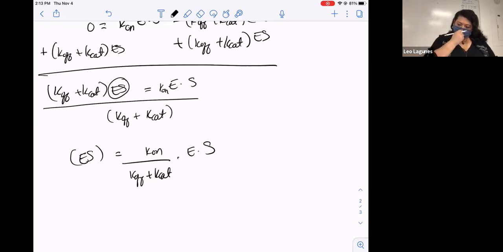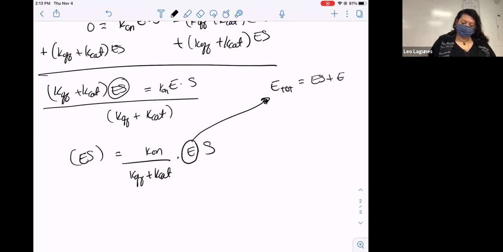Okay, now let's use the second assumption. The second assumption was that the total amount of enzyme is always going to be ES plus E, either the free enzyme or the one that is bound to the substrate. The reason I want to do that is because there's an E here and I want to replace it. So on the side, let's solve for E. E is going to be E total minus ES, so I can just replace it here.